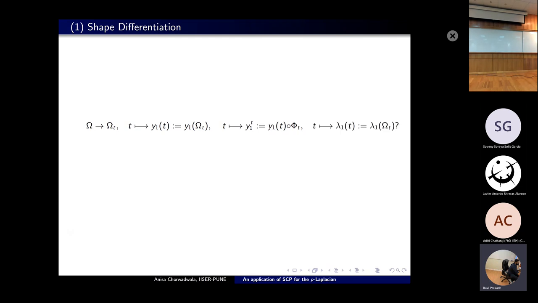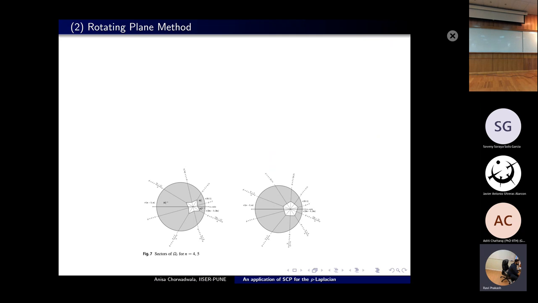And as my t is changing and the domain is changing, my lambda 1 is also changing with respect to t. And it so happens that this t going to lambda 1 t is a differentiable map. There is an expression for the derivative of this lambda 1 with respect to t, which is of this form. This is referred to as the celebrated Hadamard perturbation formula, which, as you can see, depends on the vector field V, which is responsible for the perturbation.